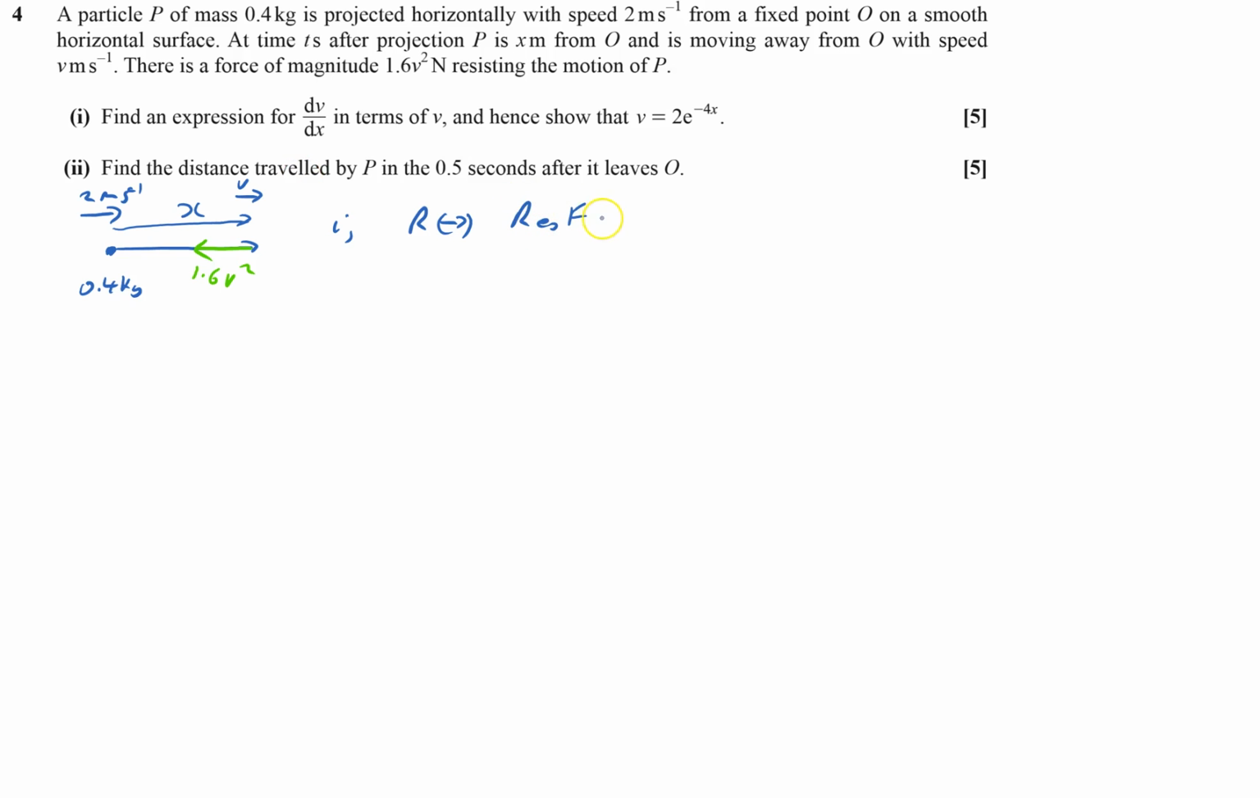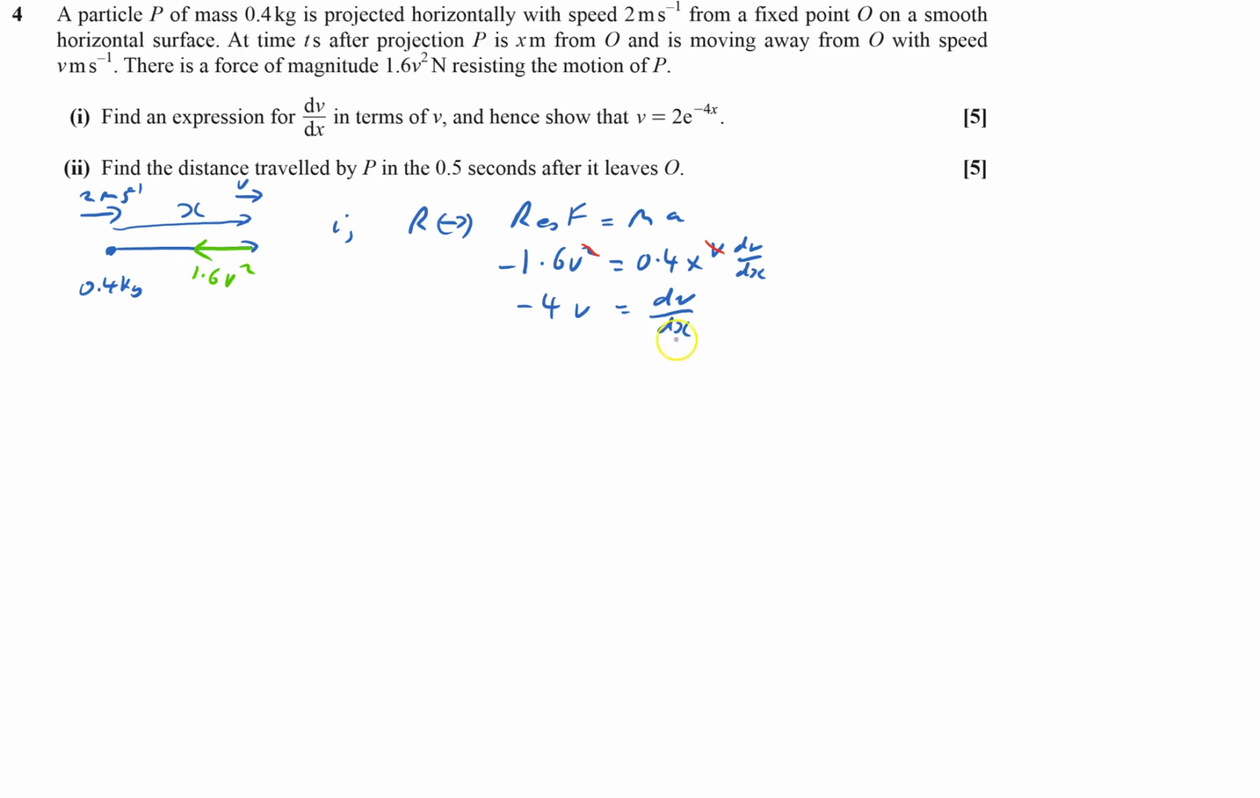Resultant force equals mass times acceleration. So that'll be minus 1.6 v squared equals the mass 0.4 times the acceleration. Now acceleration could be dv by dt, but this one obviously tells us what to do, so this will be v dv by dx. Divide both sides by v, and then by 0.4, and that gives minus 4v equals dv by dx. Done the first bit, hence shown.